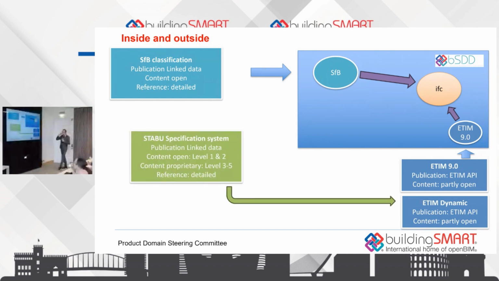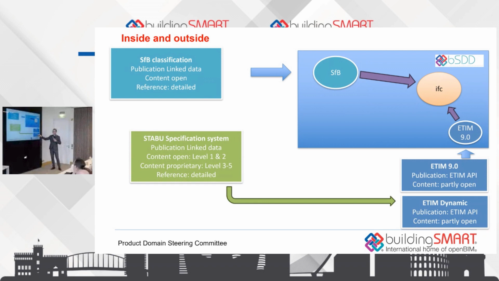Then we have another one, which is called a specification system. In this case, I even put Stabio in front because it's our specification system, of course. But that's also being published as linked data, at least partly. The content is open for the first 2 levels, but the other levels are proprietary. You have to have a license to use it. So that's a subscription for specifiers. They have the subscription, they pay annually to be able to use that. And I have detailed references, and one of those references goes to ETIM. So we're connecting those two, and we do that on ETIM Dynamic.